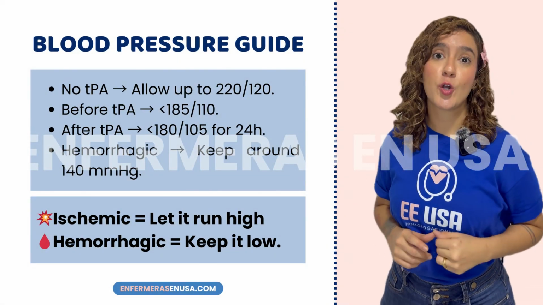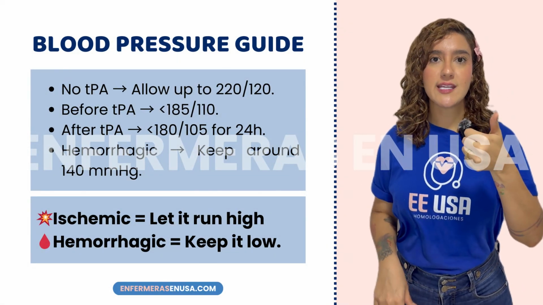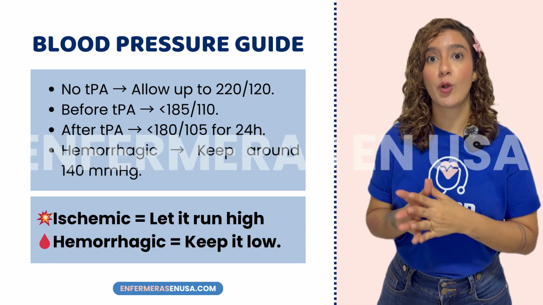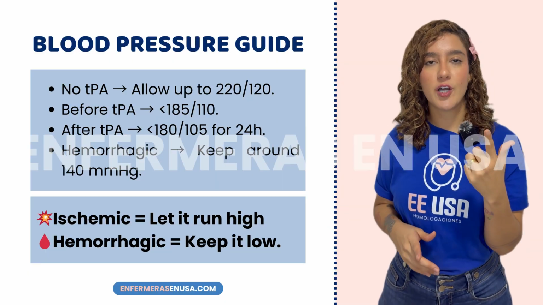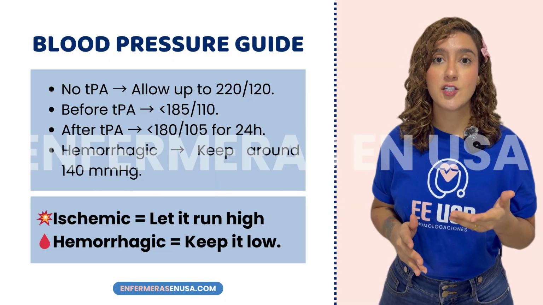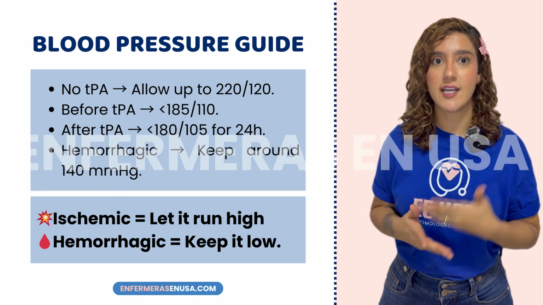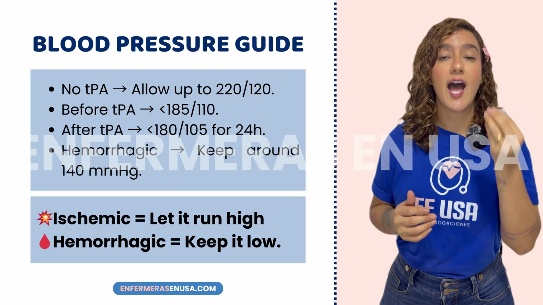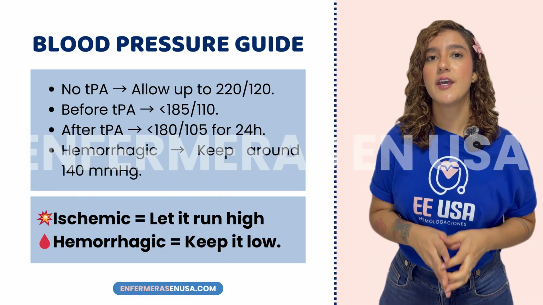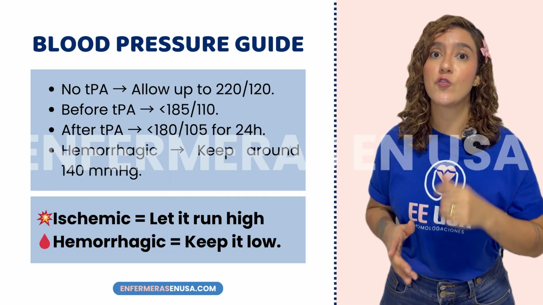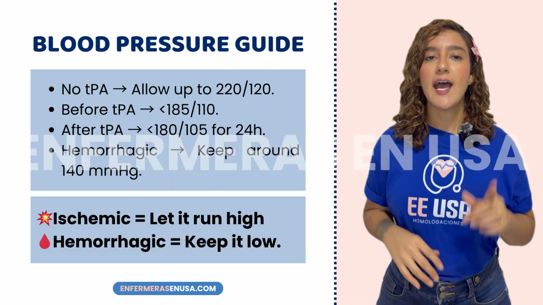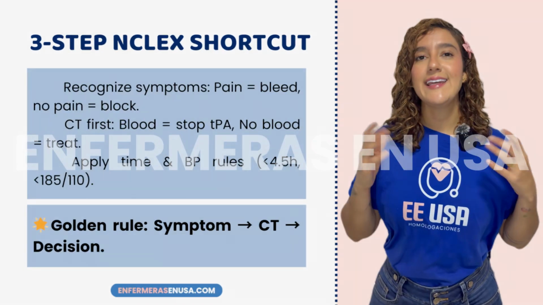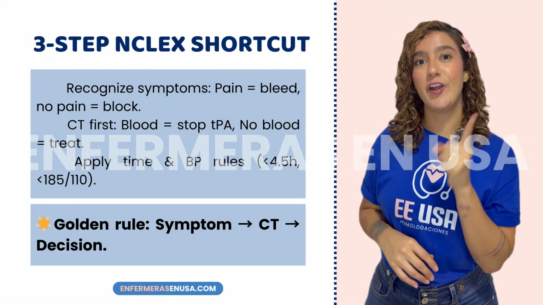Now let's see a blood pressure control quick guide. If no alteplase is given, you allow blood pressure up to 220 over 120, because the brain needs blood flow. Before alteplase, lower to less than 185 over 110. After alteplase, you have to keep less than 180 over 105 for the next 24 hours. If hemorrhagic, keep around 140 millimeters of mercury. A trick: ischemic, let it run high. Hemorrhagic, keep it low.